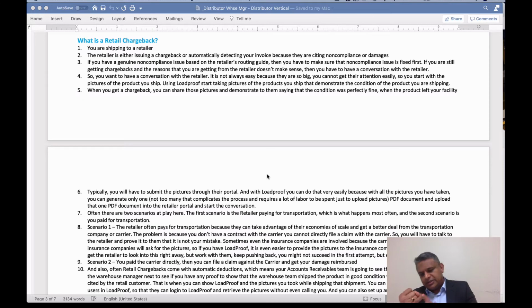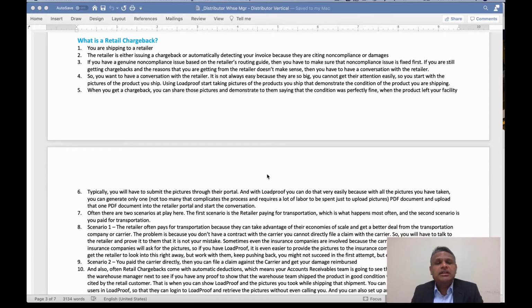We talked about retail chargebacks, freight claims, damage claims, and rejected loads. And then in the food industry, we often see overages, shortages, and damages as well, right? So what is a retail chargeback, right? You're shipping to a retailer. The retailer is either issuing a chargeback or automatically deducting from your invoice because they're citing non-compliance or damages, right?